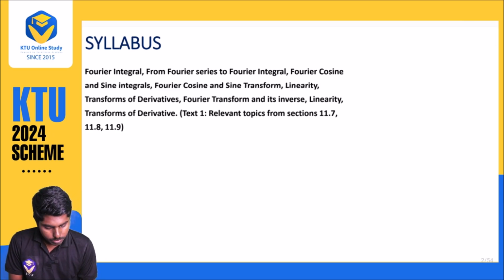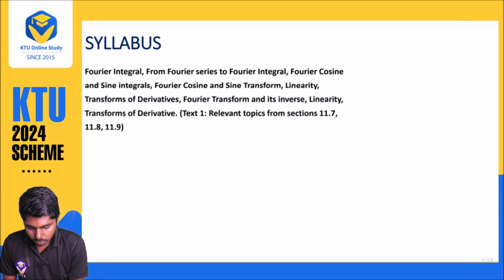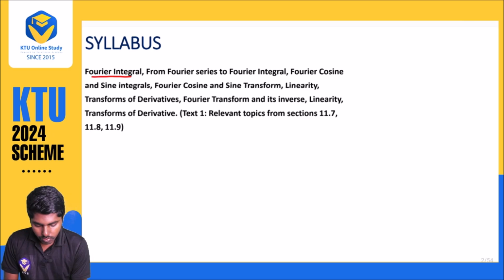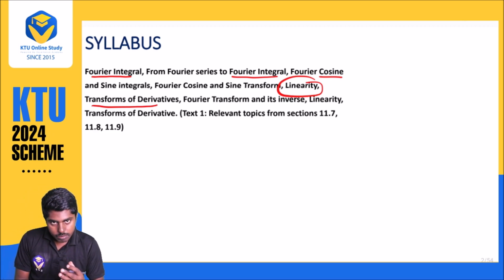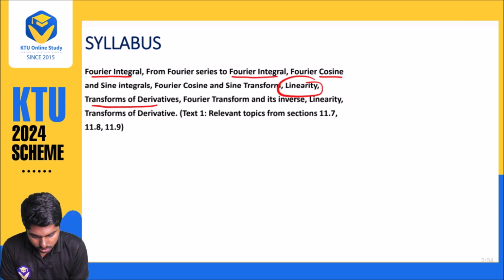The given syllabus covers the Fourier integral, from Fourier series to Fourier integral, then Fourier cosine and sine integral. Then you also want to know about the Fourier transform and its inverse, linearity, and transform of derivative. So the syllabus is given in mixed order, so we can arrange the order. First we will be going with the Fourier integral.